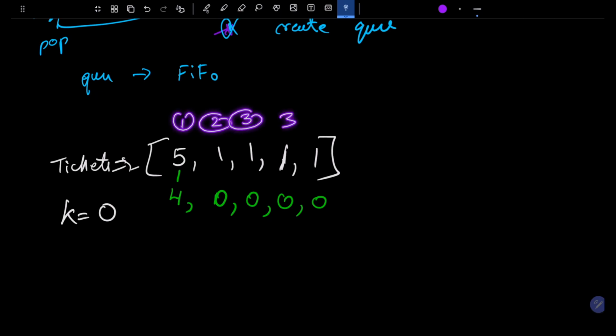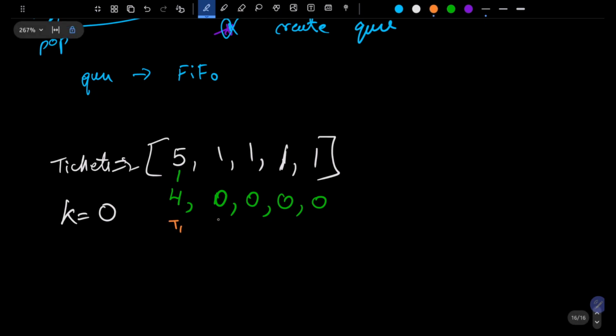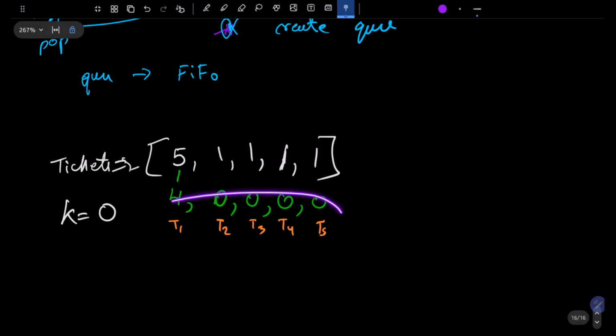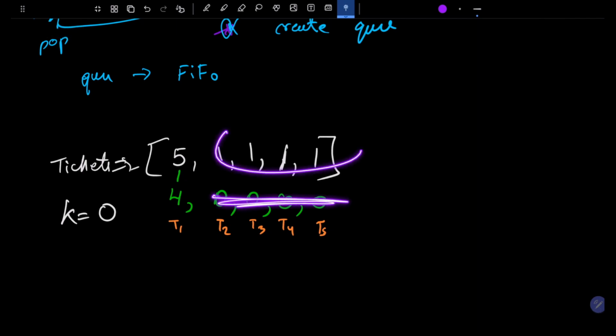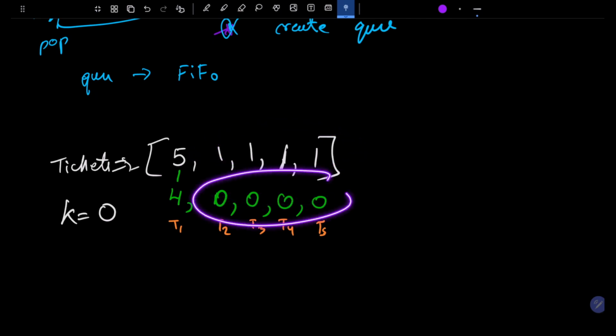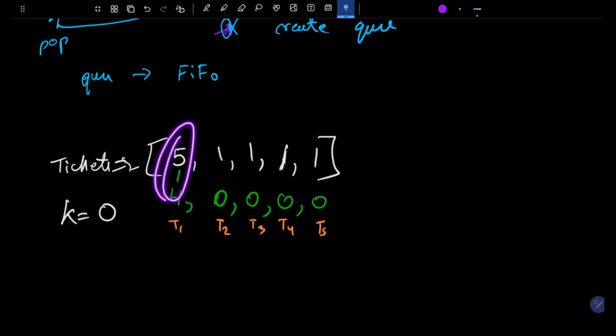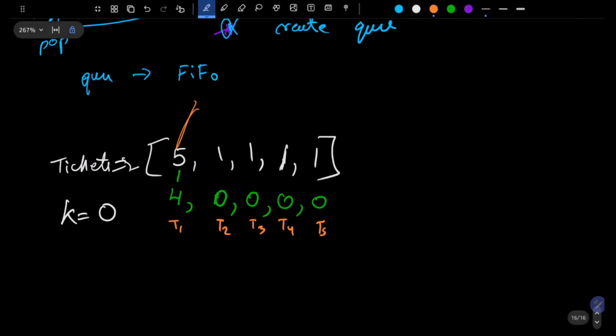This is our time. So at T1, if you see, this is our T1. I'll say, okay, T1, T2, T3, T4, and T5. At T5, we have bought a single ticket for all of them. But if you see, these four do not want tickets further. Their asks are over now. But we are now left with this first person who asked four times. We are just keeping track of this person.